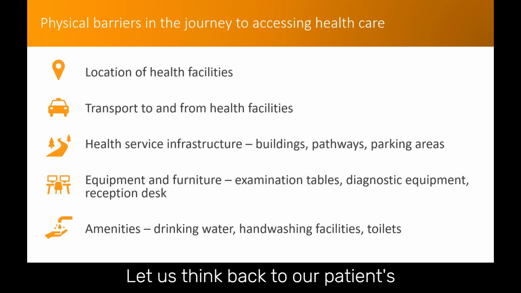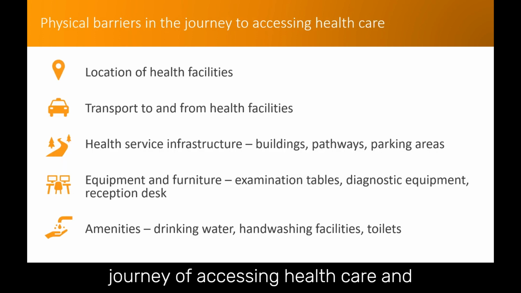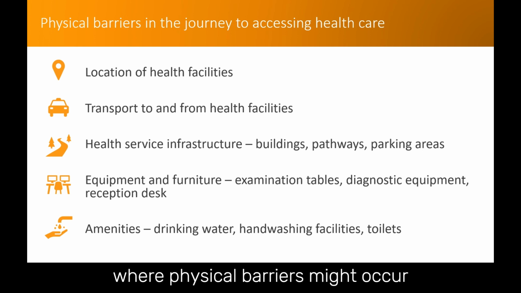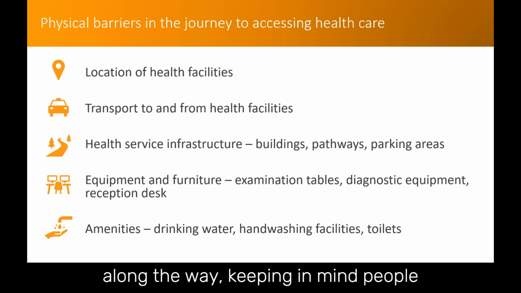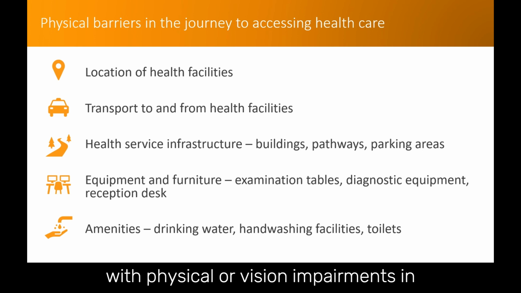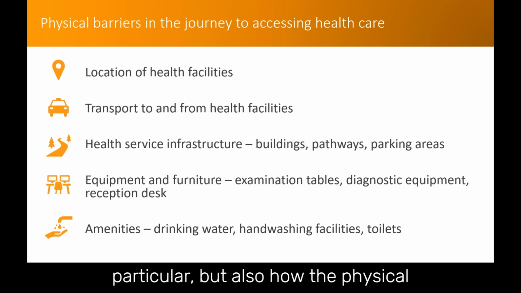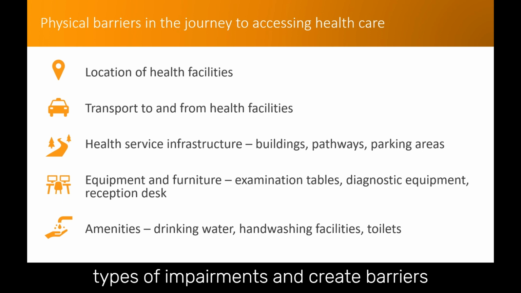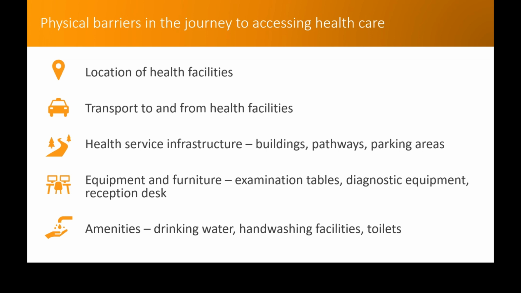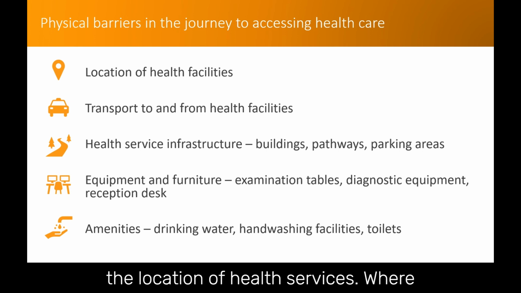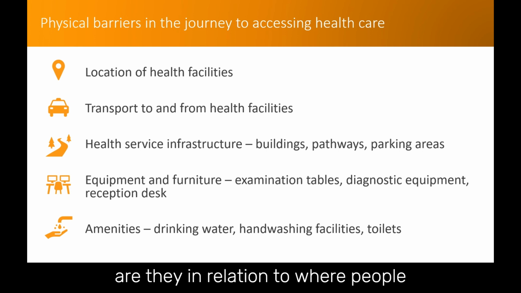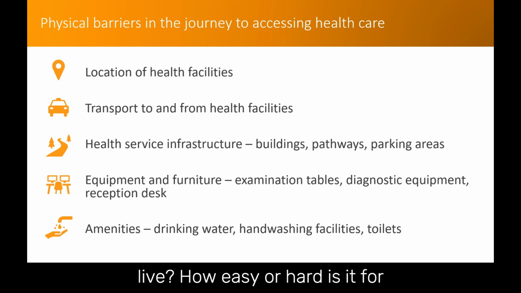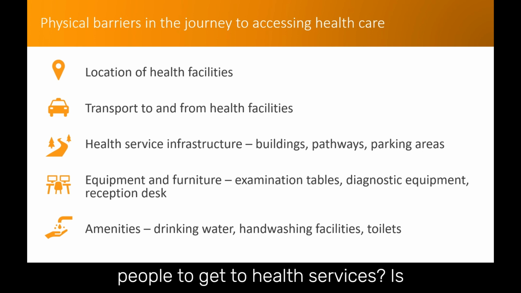Let us think back to our patient's journey of accessing healthcare and where physical barriers might occur along the way, keeping in mind people with physical or vision impairments in particular, but also how the physical environment might impact people with all types of impairments and create barriers to access. First is the location of health services. Where are they in relation to where people live? How easy or hard is it for people to get to health services?